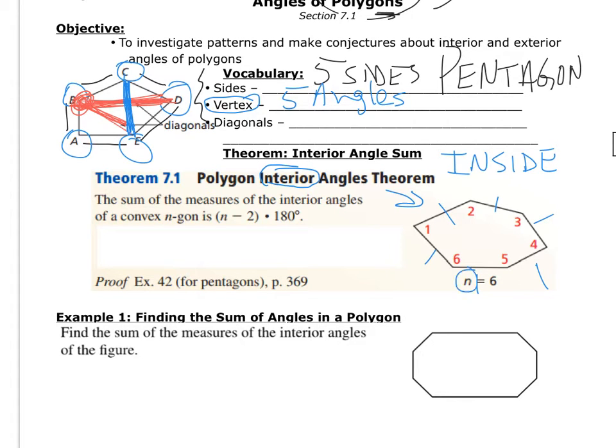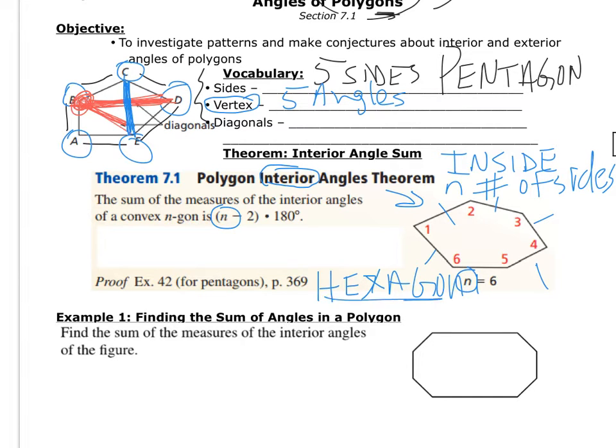Well, this n that they're using for this formula, I need you guys to understand that n just means the number of sides. Okay? In this case, our object has 6 sides right here, right? Not only does it have 6 sides, but if I was going to name it properly, it would be called what? A hexagon, right? You need to get familiar with that because we'll deal with hexagons a lot as we move forward. Okay? But let's look at this equation.